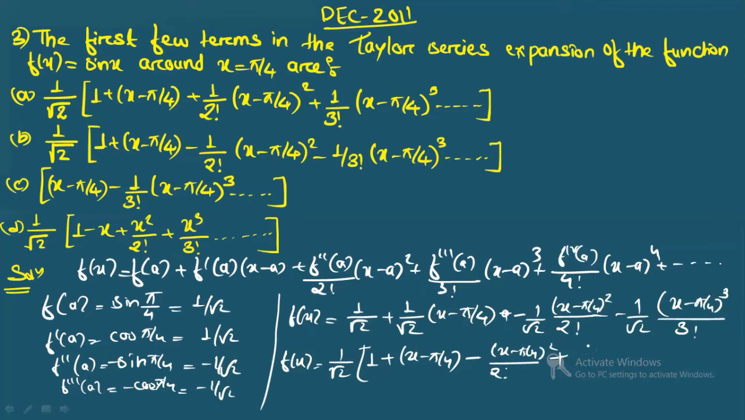Again, you will have plus, minus x minus pi by 4 whole cube by factorial 3, and so on, right? So it is 1 plus, then minus, again minus. So if you see, the correct option is option B, 1 by root 2 into 1 plus x minus pi by 4 minus 1 by factorial 2 x minus pi by 4 whole square, again minus 1 by factorial 3 x minus pi by 4 whole cube.